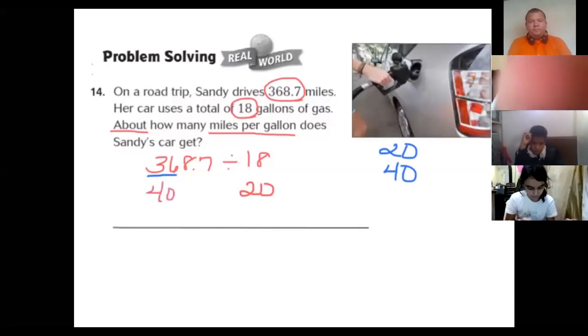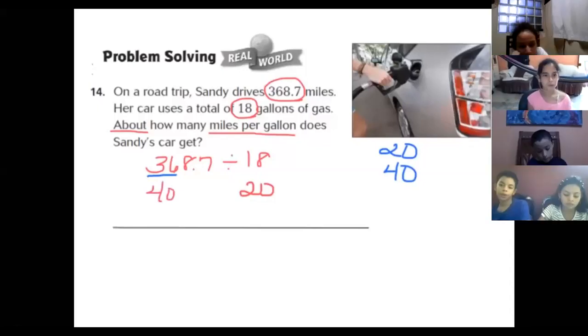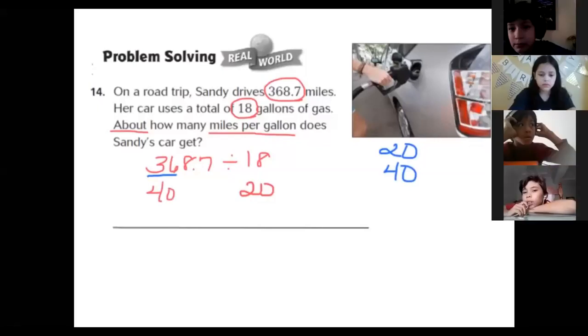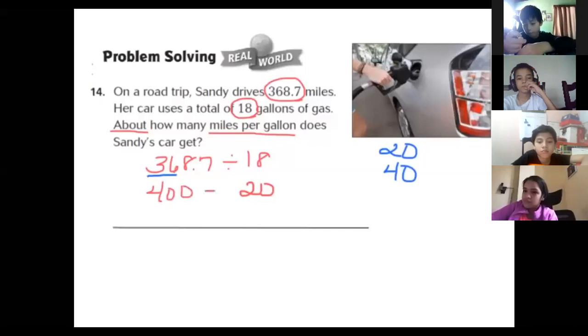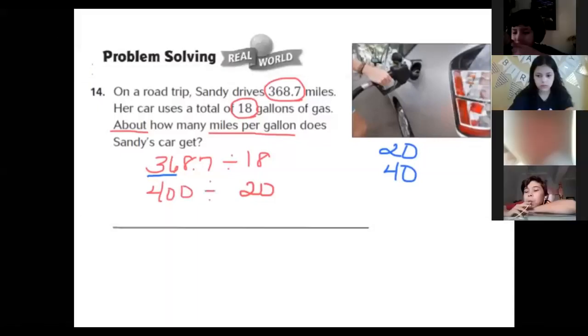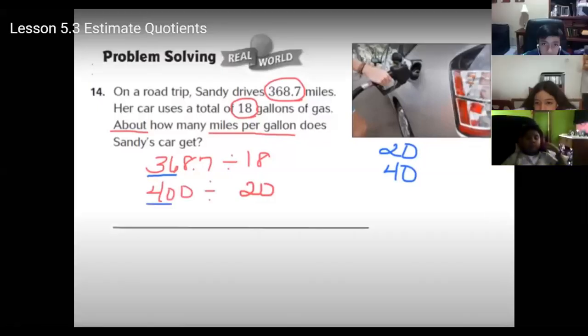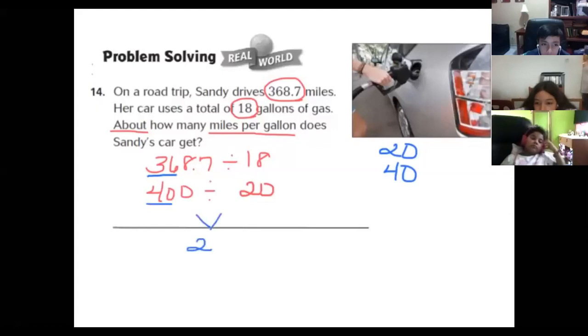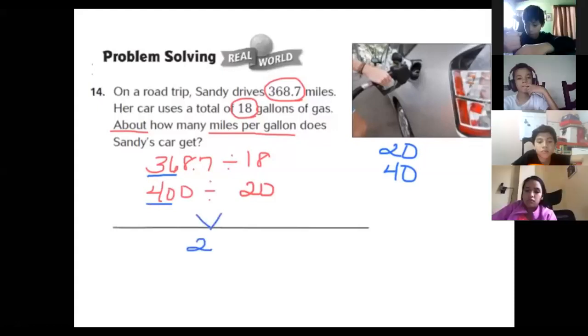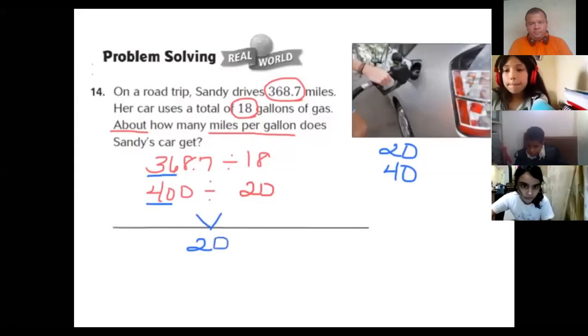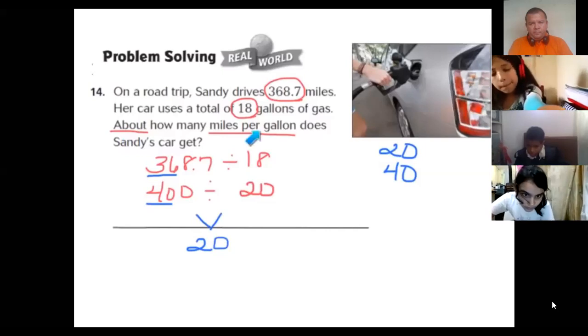Now, I can't forget, my dividend is 368 and 7 tenths. So I can't just turn that into a 40. I've got to make it a 400. So we're now going to divide that 400 by 20. Now, here's what I know. I know that 20 can go into 40 2 times. So I'm going to write down my 2, but I can't forget, my number is not just 40, it's actually 400. So I have to add that extra 0 next to my 2, and my quotient turns out to be 20. So to answer the question, about how many miles per gallon does Sandy's car get? Her car gets about 20 miles per gallon.